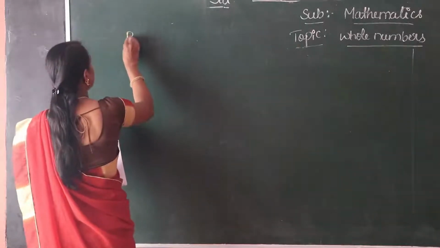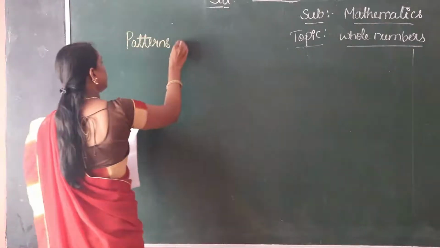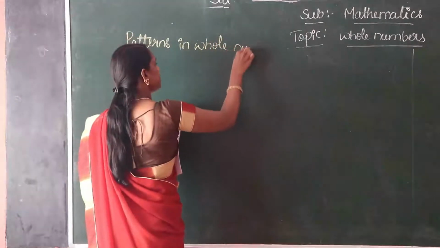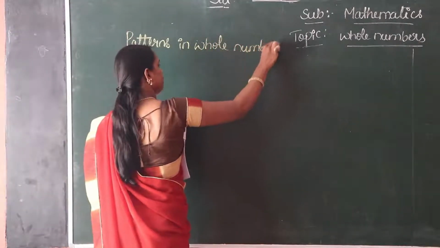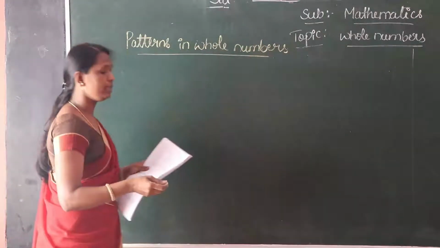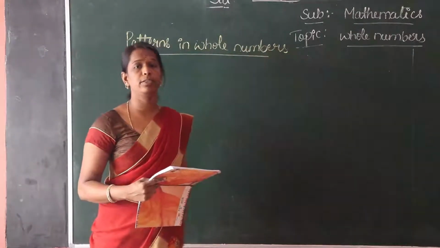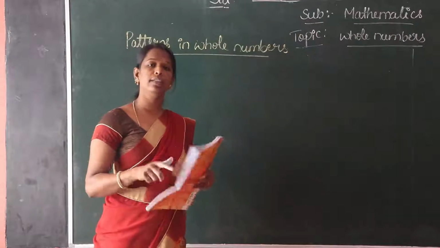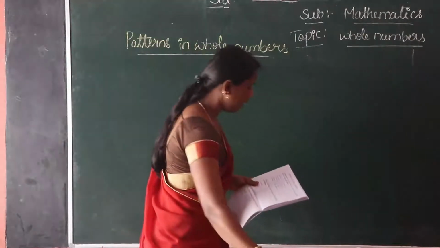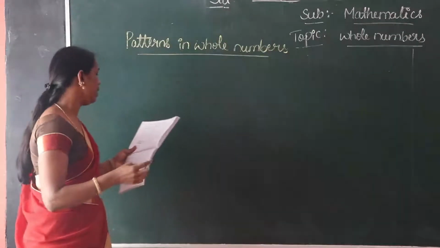Patterns in whole numbers. So arrangement of numbers in elementary shapes. So what are the elementary shapes? It may be triangle, it may be square, or it may be rectangle. These arrangements of the numbers in elementary shapes are called patterns. It may be in the form of dots.